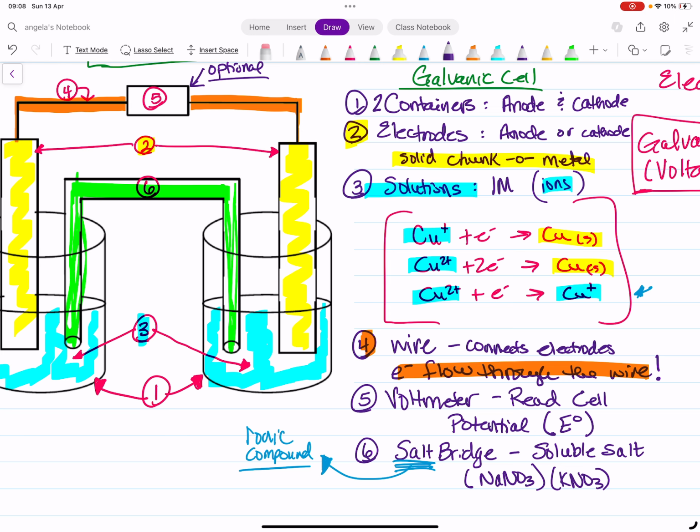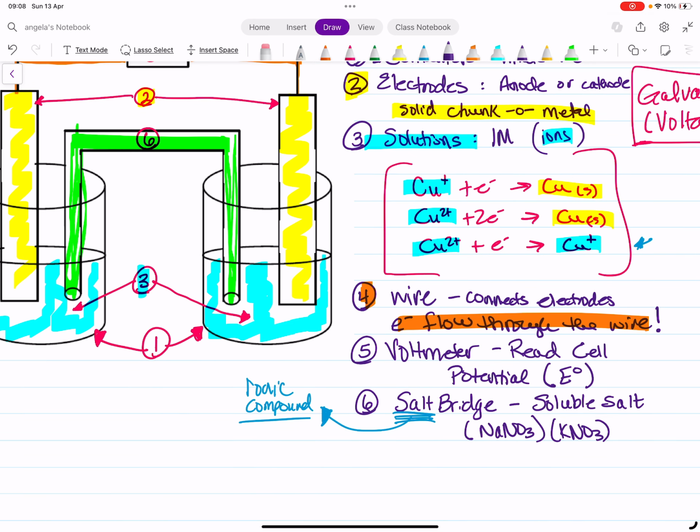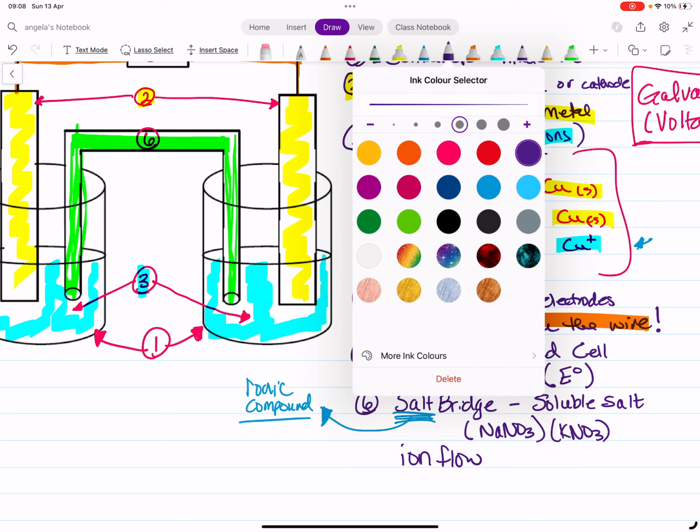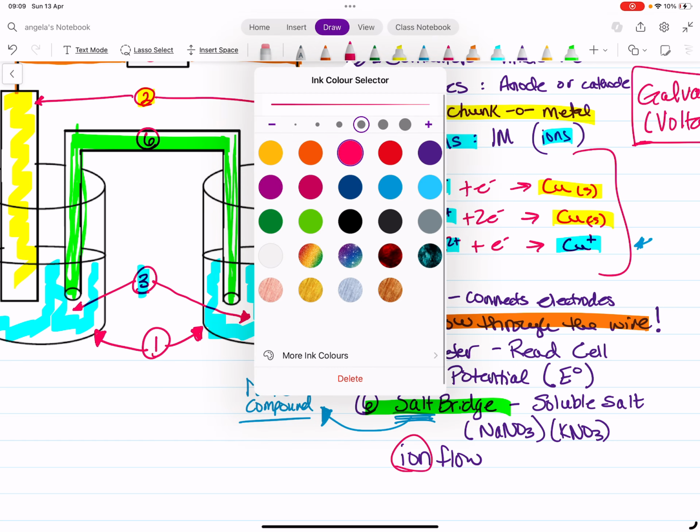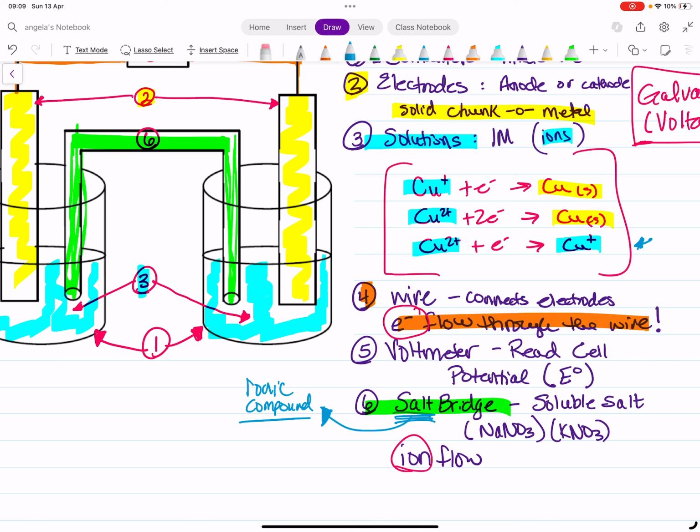So what the salt bridge does is it has the ion flow. Careful. You can see why now maybe kids get this mixed up. Ion flow, because up here we have electron flow. Here we have ion flow. All right, so careful. It has ion flow from the anode to the cathode, and what it will do is balance the charges in the cell.